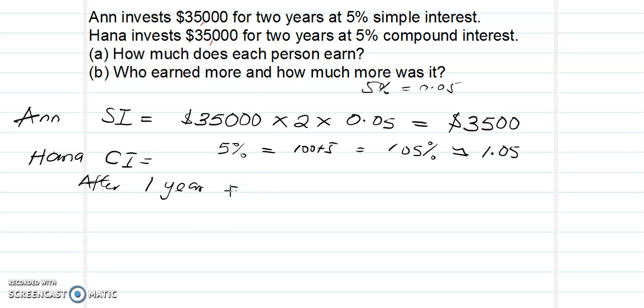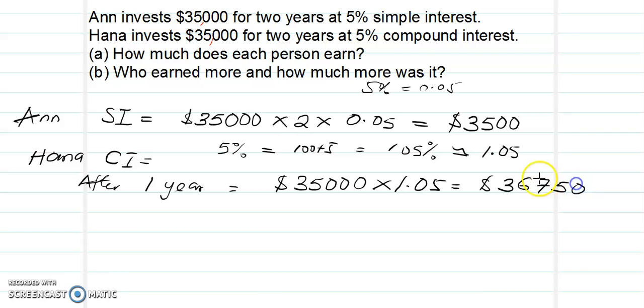So for Hannah, after the first year, the amount is going to be $35,000 times the rate, which is 1.05. If you multiply that, what do you have? Okay, we have $36,750. You can see we did not multiply by the year, we just multiplied the rate, and this will continue.